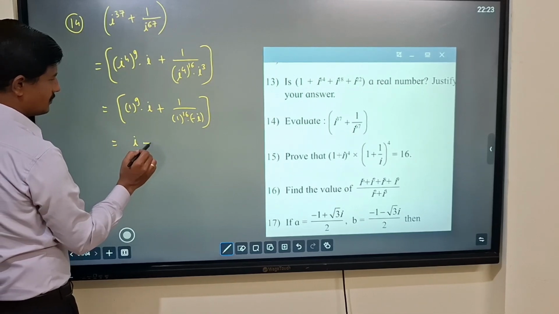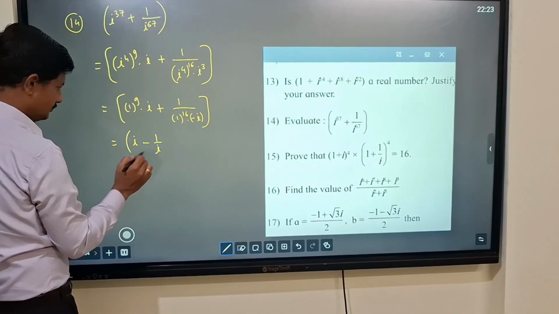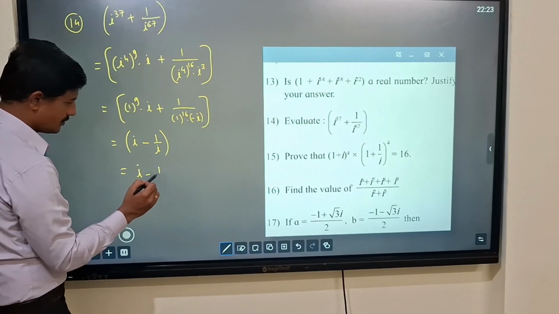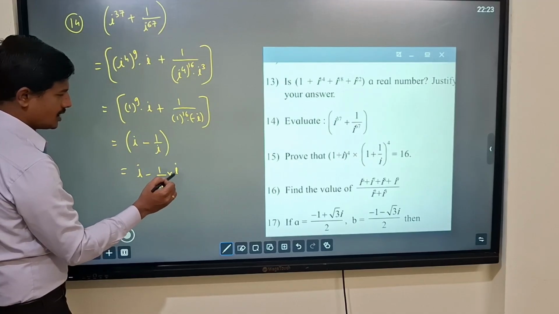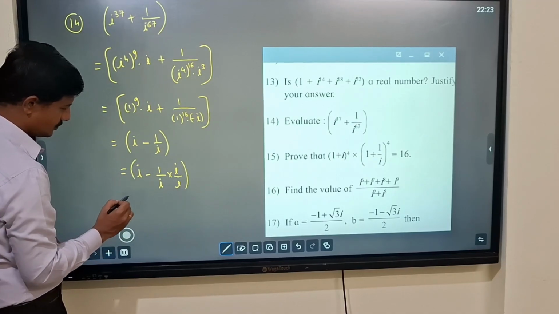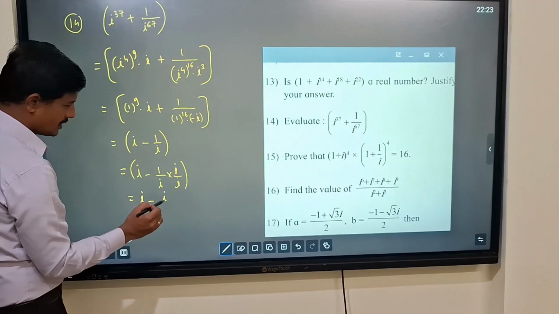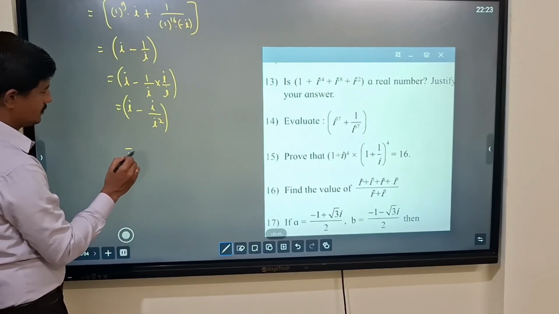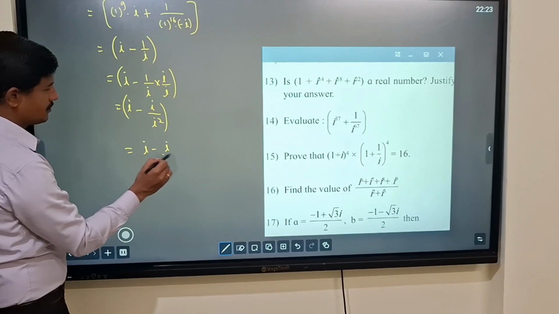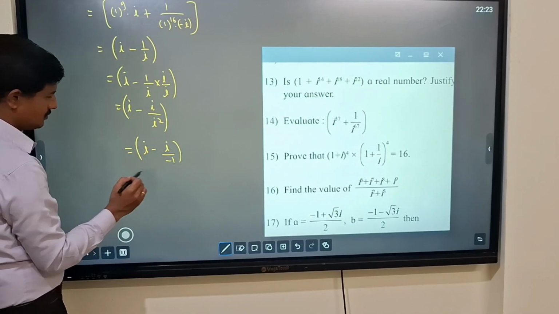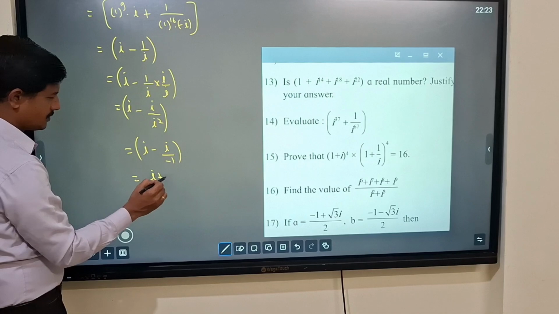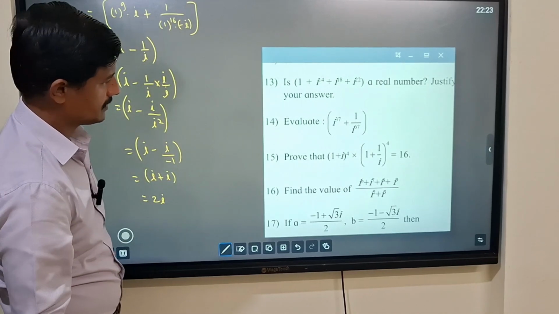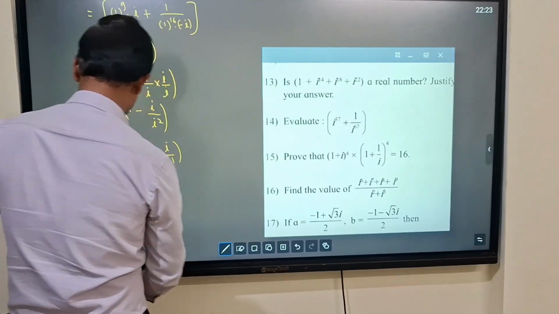This minus i, I will write down here 1 upon i. So I can write 1 upon 1 into i upon i. So this becomes i minus i upon i square. So this becomes i minus i upon minus 1. So this minus minus becomes plus, i plus i is simply 2i. 2i is the answer.